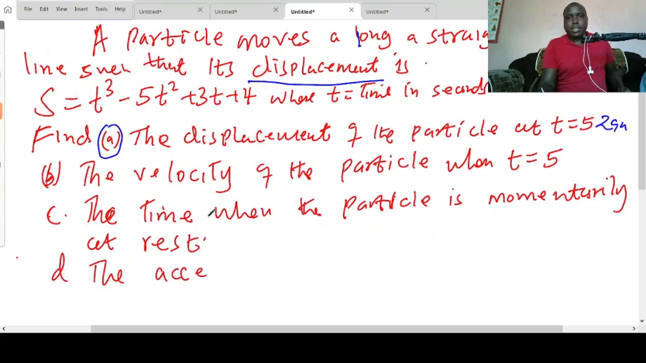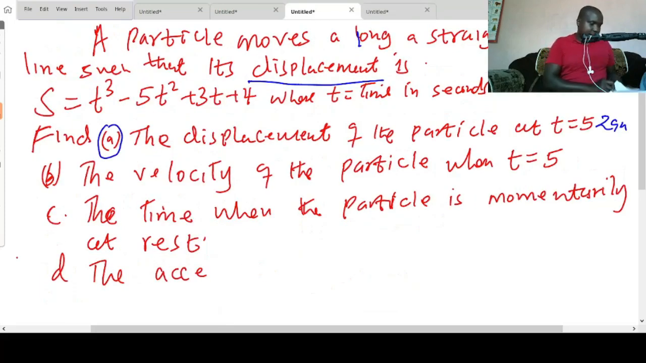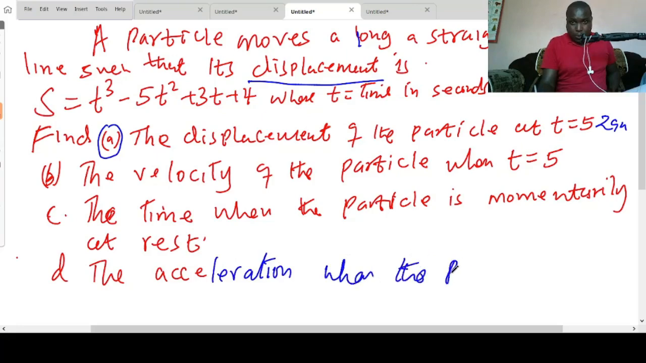Number D. I did not finish writing the question. The acceleration of the particle when t is equal to 2 seconds.